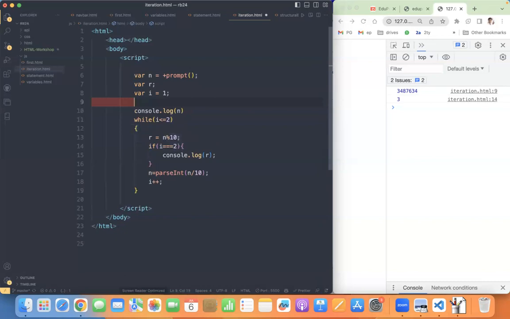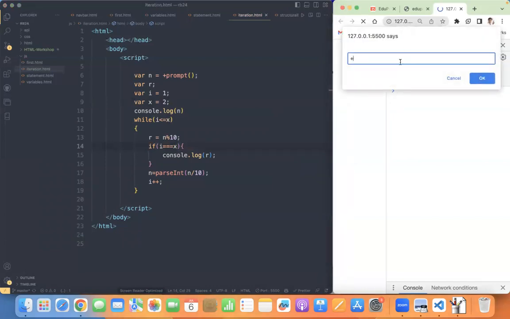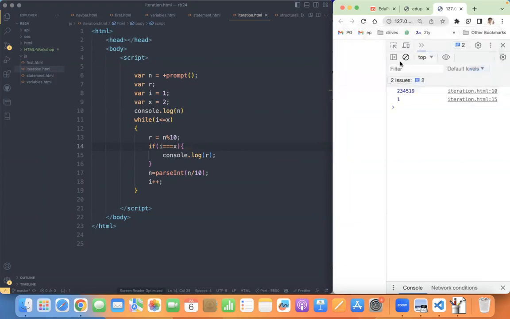So I will take another variable x equal to 2, and replace this: I less than or equal to x, I double equal to x. So now if I make it 5, then it gives the fifth place, the 10,000 place. Is that clear? These are all very small logics, but you should get into that.